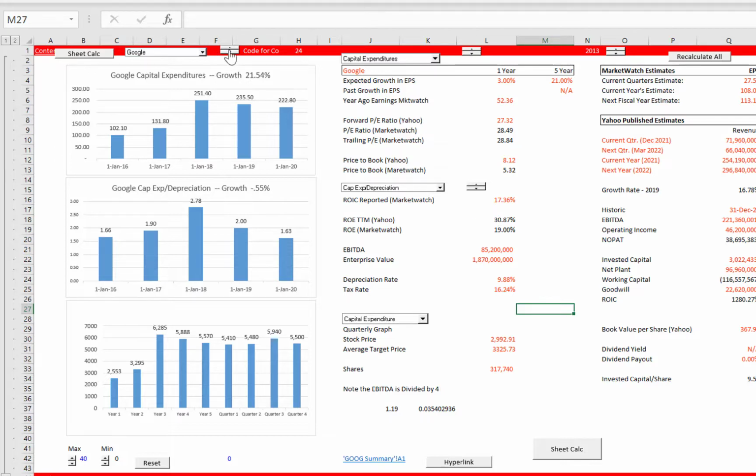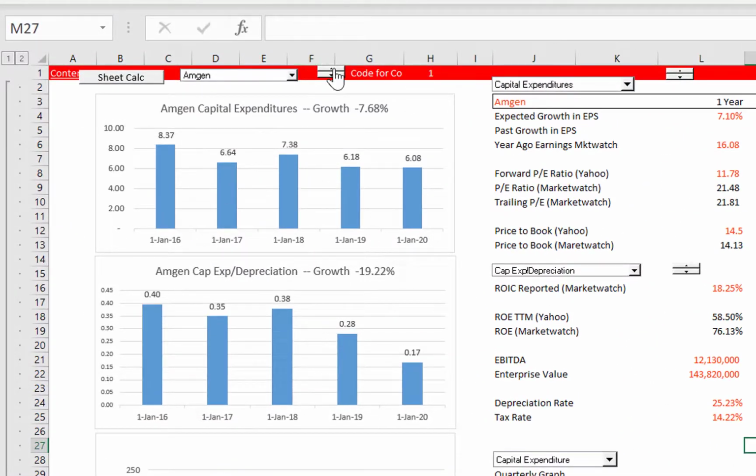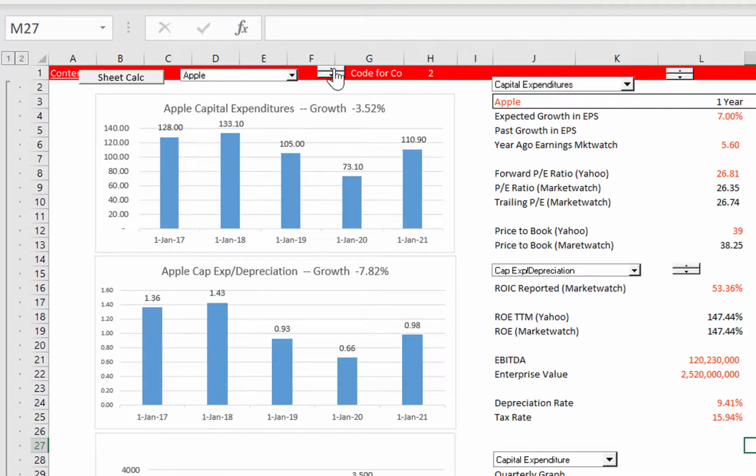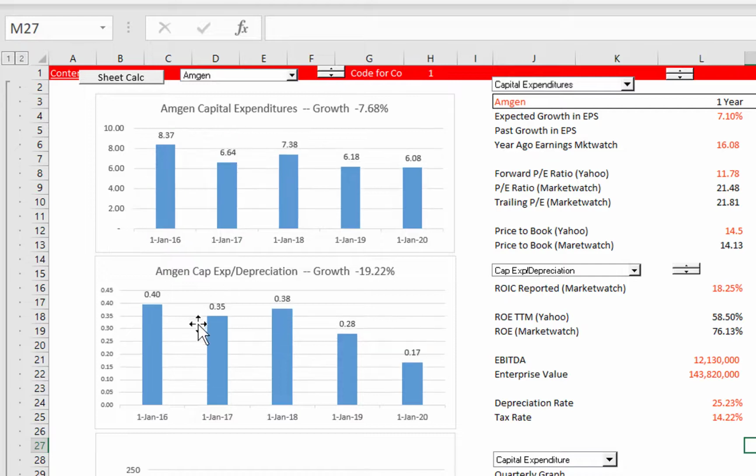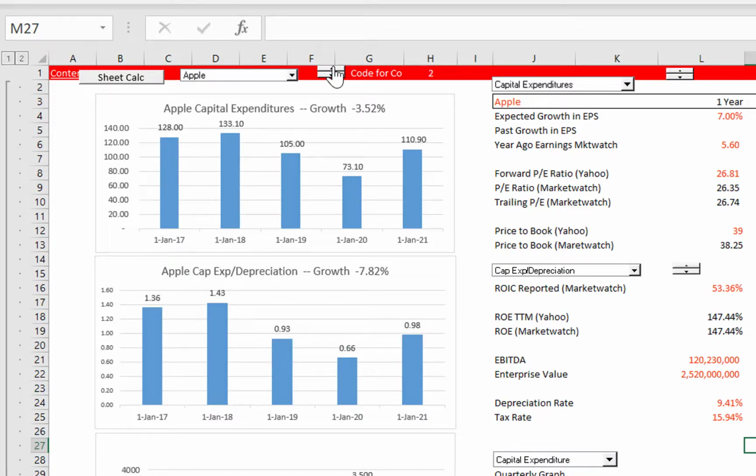Now, if we go through company by company again, let's start with the first one. The capex has gone down, a negative growth rate in the capex. The capex to depreciation has gone down even further. They're not replacing their capex. Apple, their capex has gone down, while their EBITDA has gone up. Maybe we can even put the EBITDA here, but let's not.